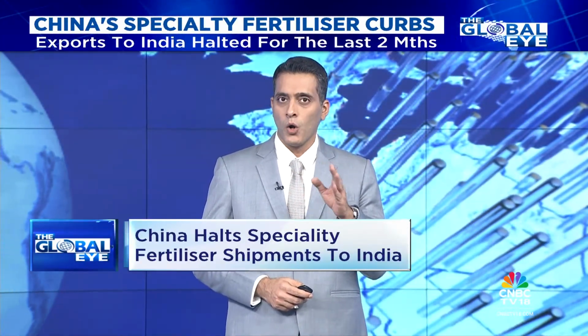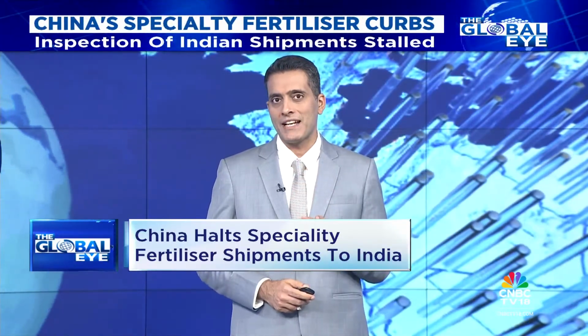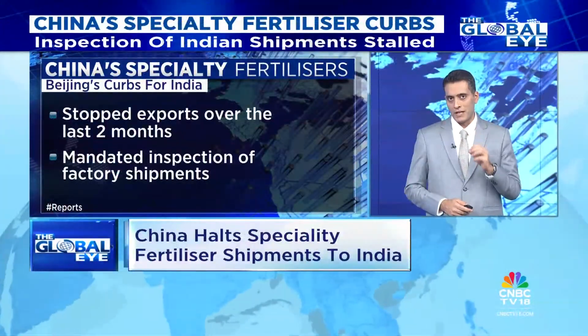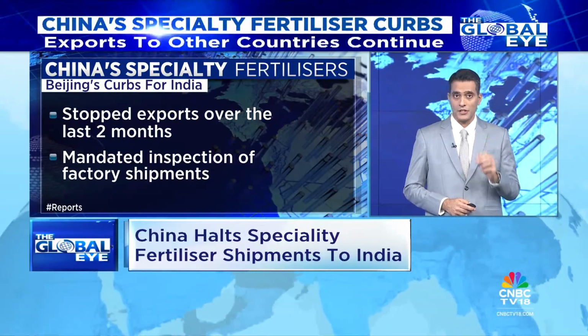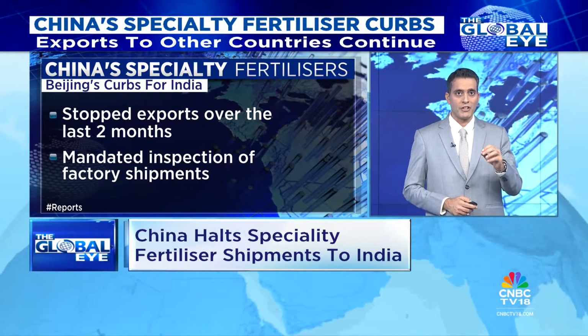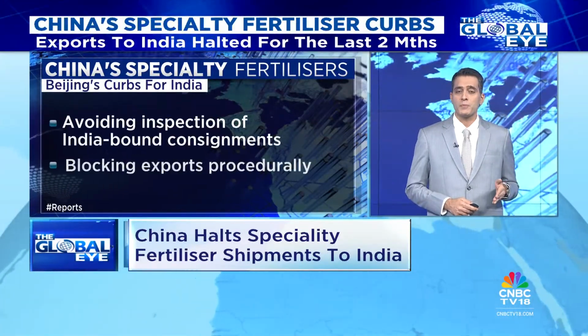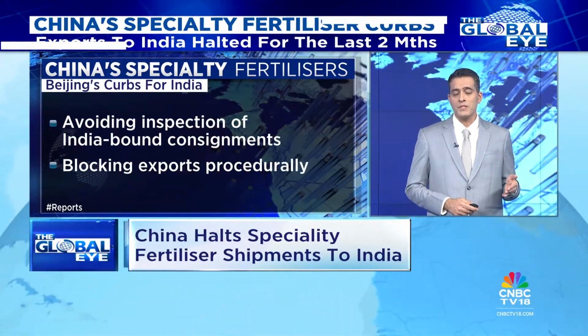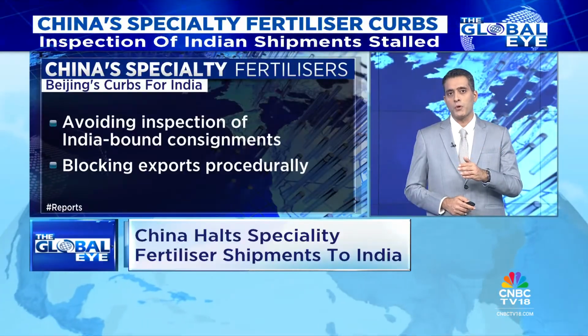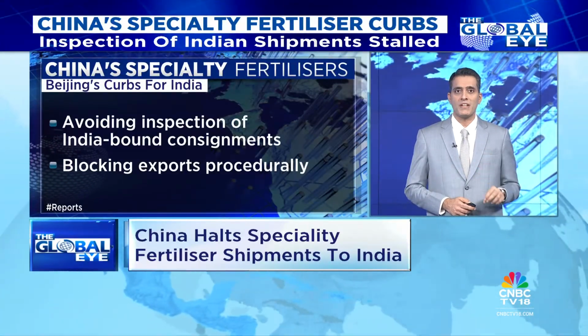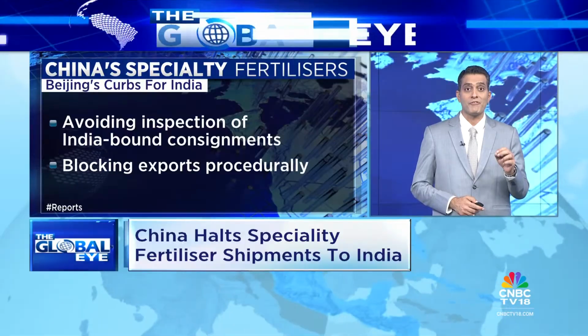China has halted its specialty fertilizer shipments to India in the last 2 months, while continuing its exports to other nations. These fertilizers are crucial for enhancing yields of fruits and vegetables. Chinese officials are reportedly avoiding inspection of India-bound consignments. This has effectively blocked exports through procedures. 80% of India's requirements for these fertilizers come from China.